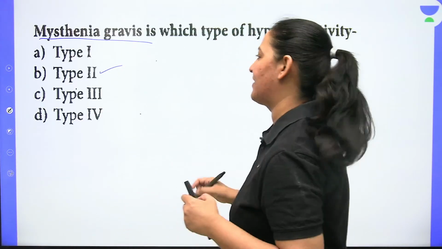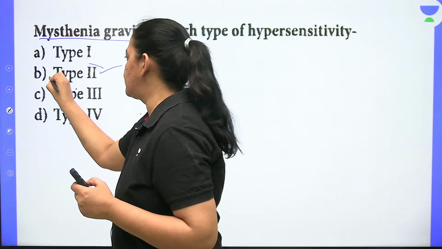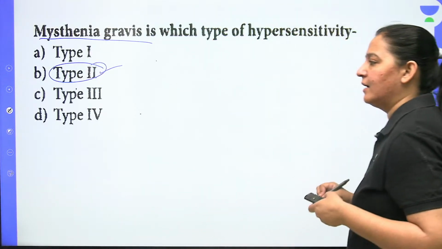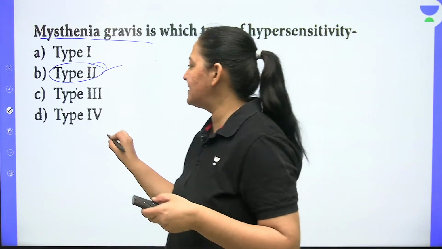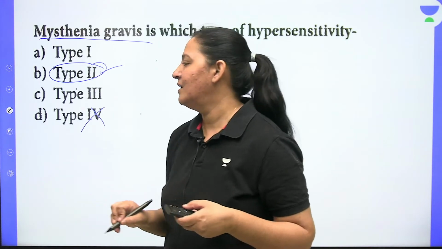M stands for myasthenia gravis. So the correct answer here is type 2. The correct answer here is B. It is not D. Some of you are saying D. D is not the correct answer. Why are you saying D?